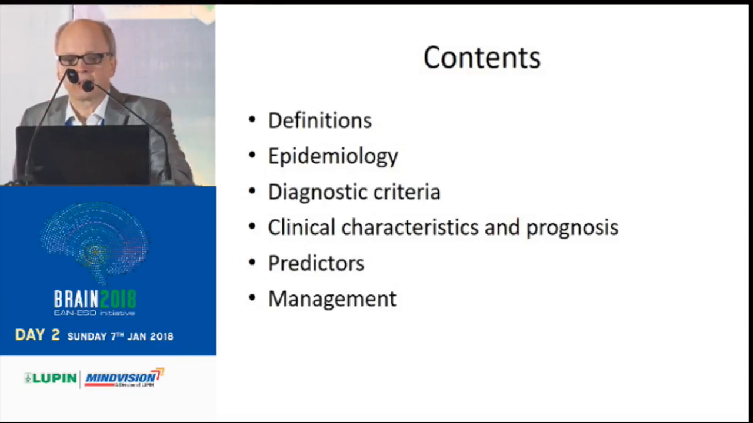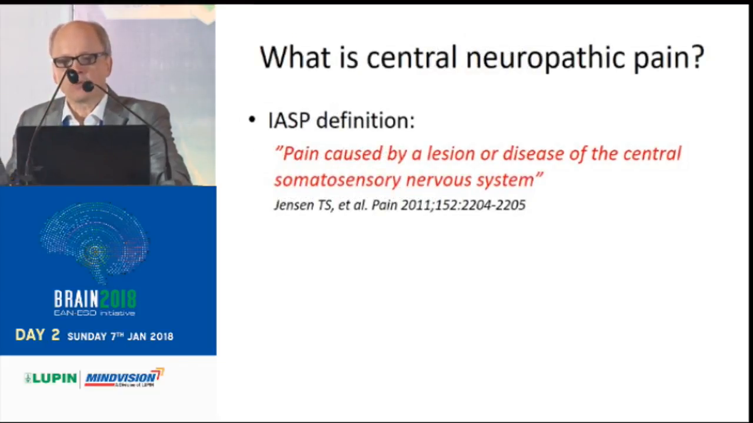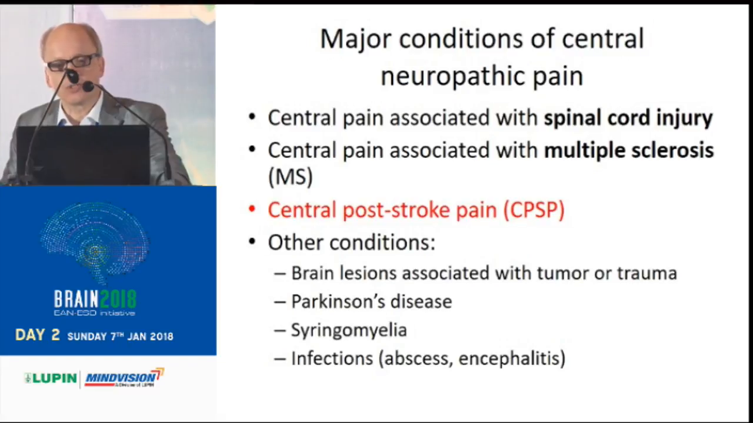So, what is central neuropathic pain? First, I'm going to give you the definition of central neuropathic pain. Here is the definition by IASP, the International Association for the Study of Pain. This is a pain caused by a lesion or disease of the central somatosensory nervous system. And then if we go to the different conditions of central neuropathic pain, central post-stroke pain is just one of these conditions.